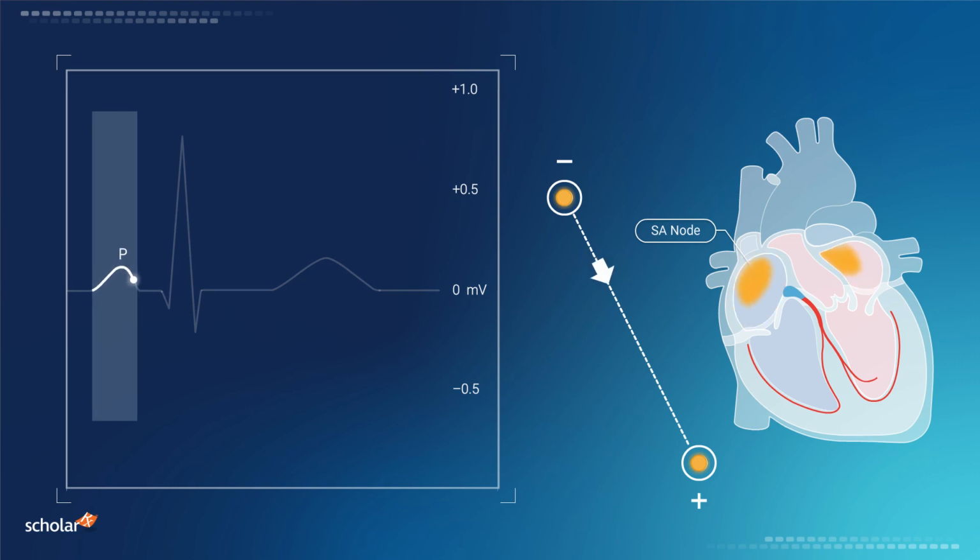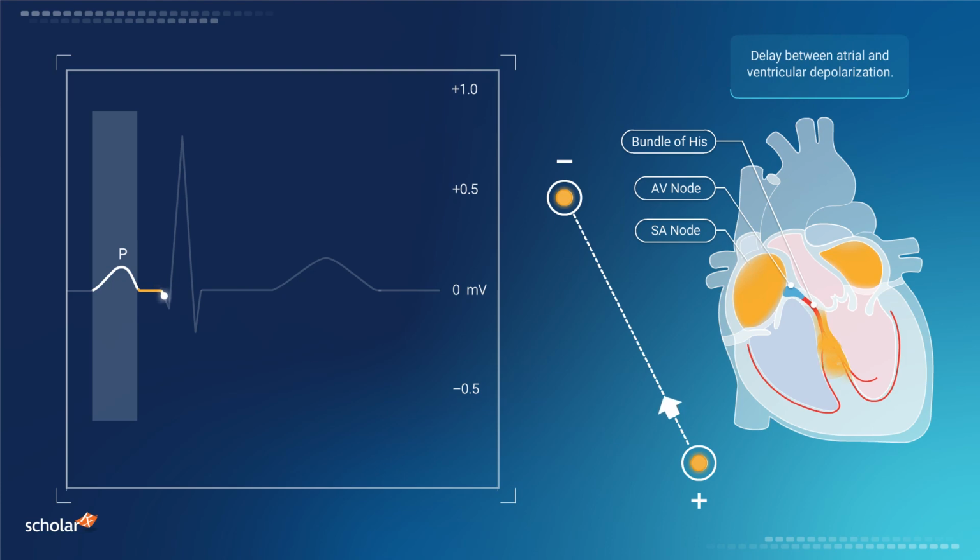The flow of electricity progresses until it runs into the fibrous skeleton of the heart that insulates the atria from the ventricles, all except for a small strip of conducting tissue known as the AV node. Now, in order for the electrical signal to reach the ventricles, it has to pass through the AV node and bundle of His immediately downstream. But this tissue is specialized to conduct electricity very slowly, creating a delay between atrial and ventricular depolarization that allows the atria to finish contracting before the ventricles begin.